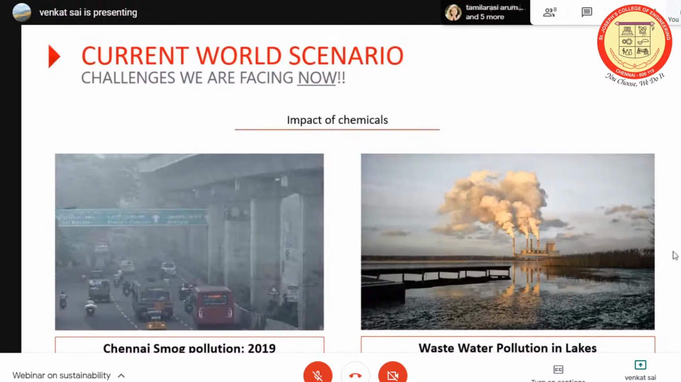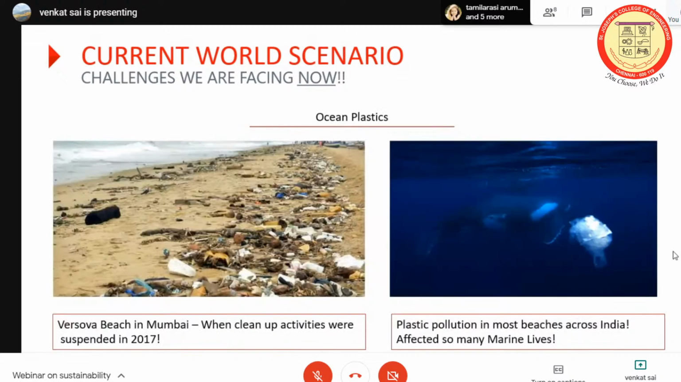So much. We are at the epicenter of all this. And then the third, much more disturbing, ocean plastics. Look at the beach in Mumbai when the cleaning activities were only briefly suspended in 2017. How do these plastics end up there? How much waste is accumulated?